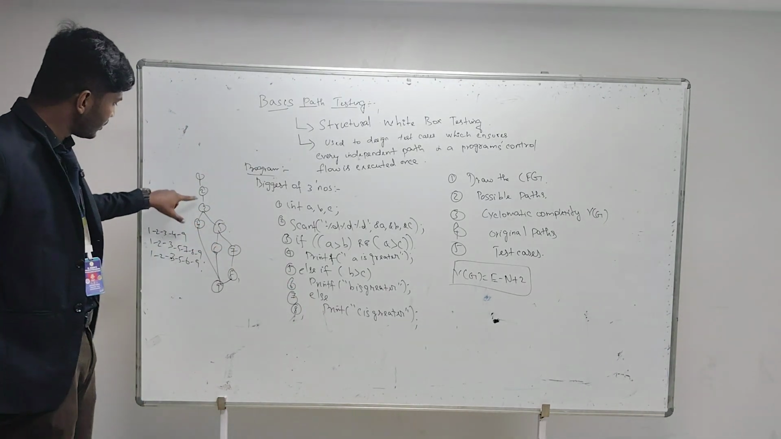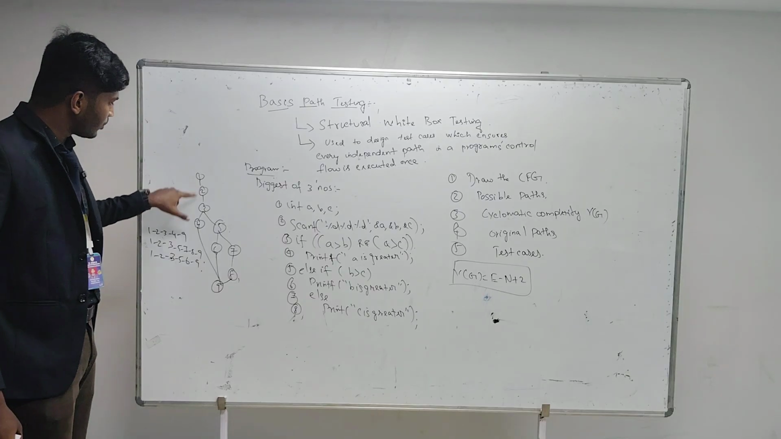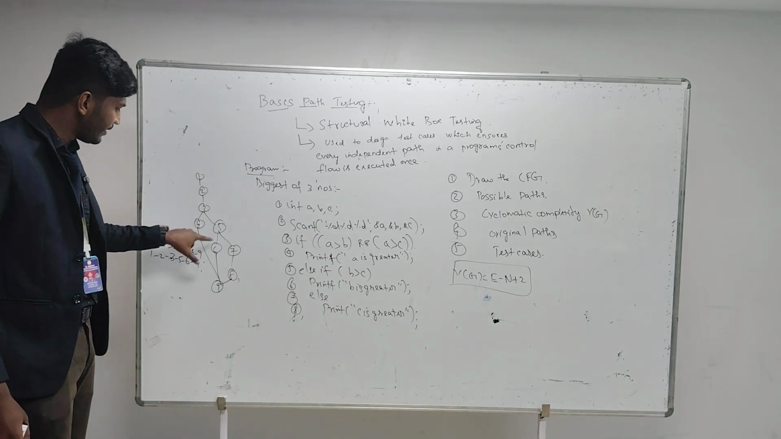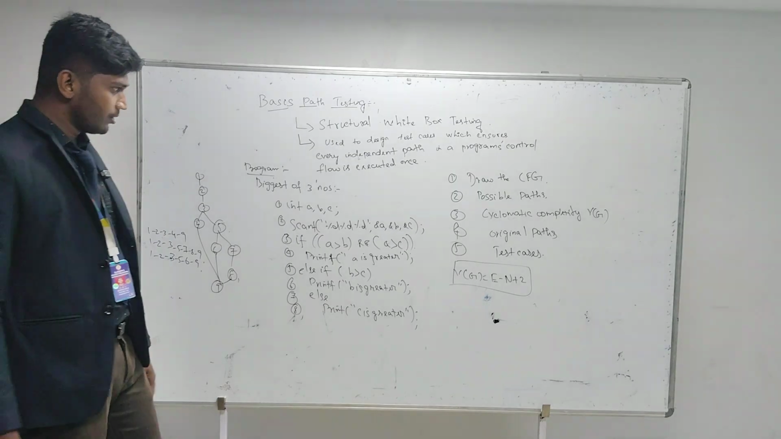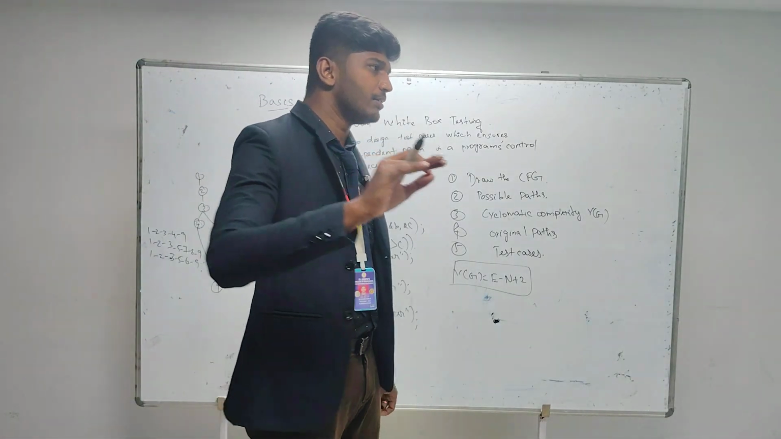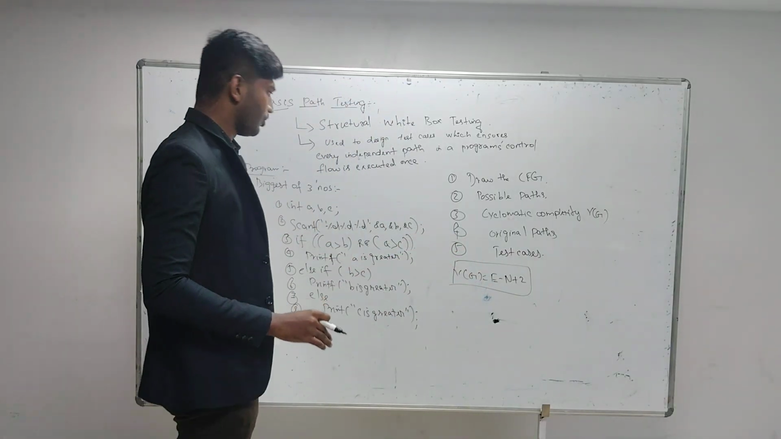Okay, so first path is 1, 2, 3, 4, and 9. And second path is 1, 2, 3, 5, 7, 8, and 9. And last path is 1, 2, 3, 5, 6, and 9. So now you have to determine how many possible paths. So the possible paths that you have got is 3 from this program.